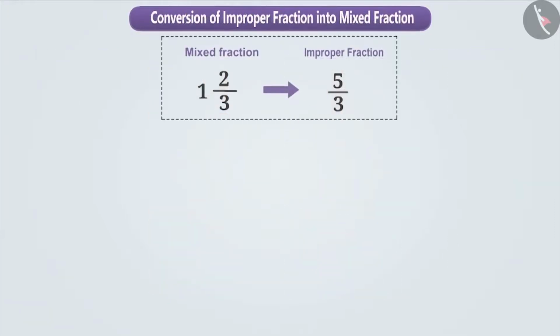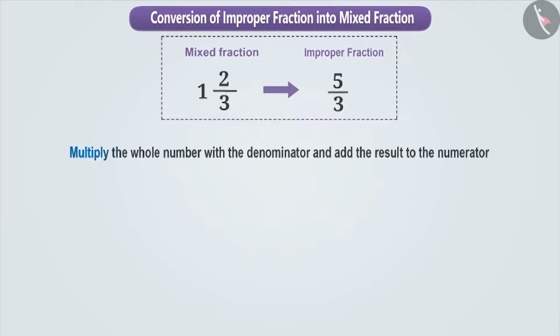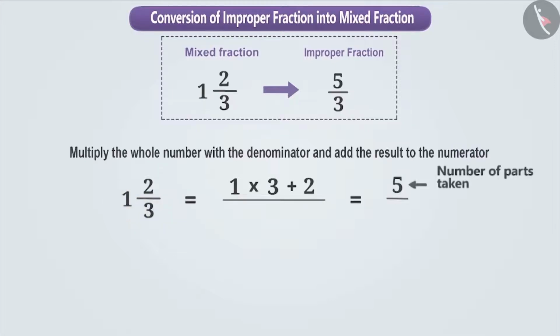In order to do this conversion mathematically, first we multiply the whole number with the denominator and add the result to the numerator. Here, 1 is multiplied by 3 and 2 is added to get 5, which means first we find all parts taken. Now below the result, that is, in place of the denominator, we write the number of parts into which the whole is divided. By doing this, we get 5 by 3, which is an improper fraction.